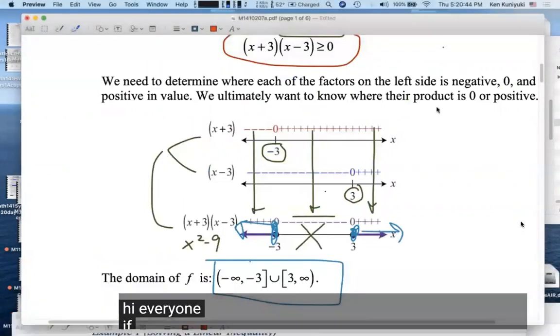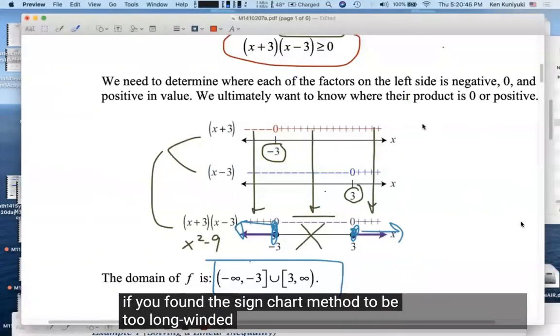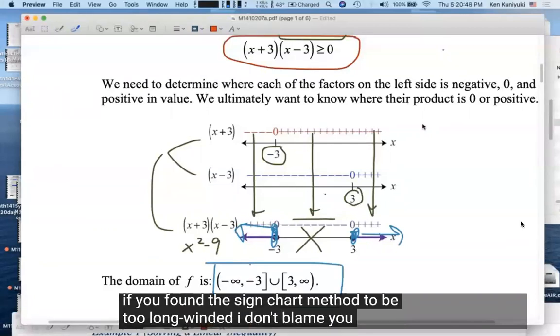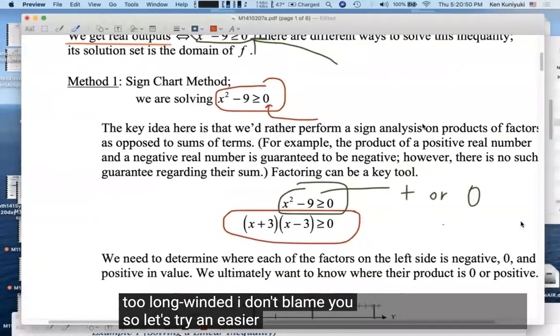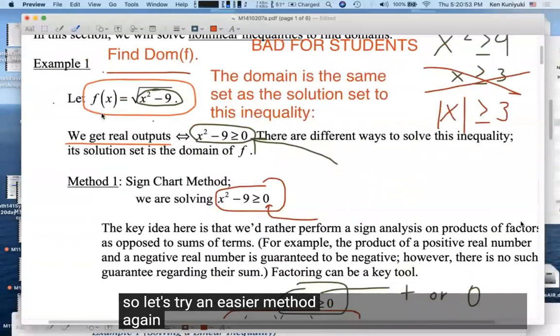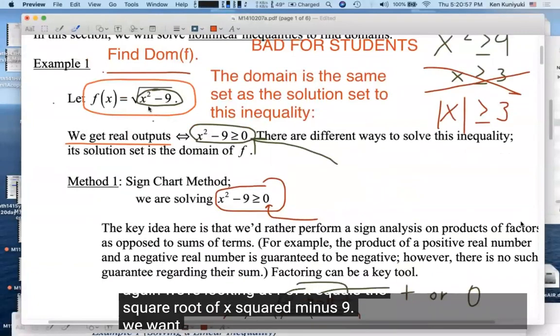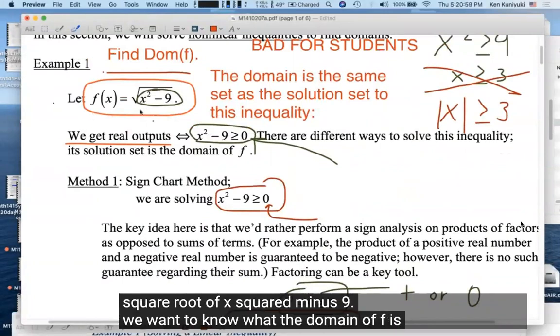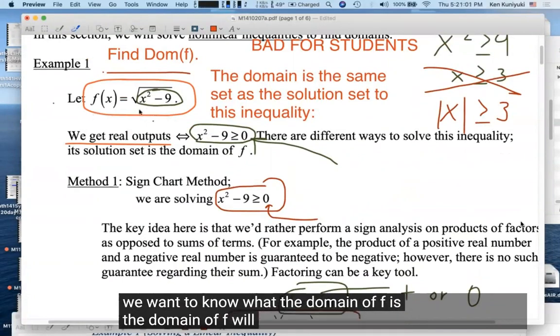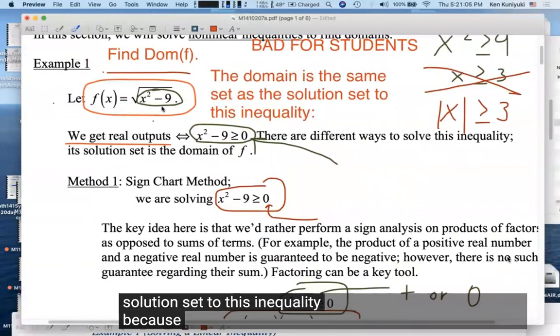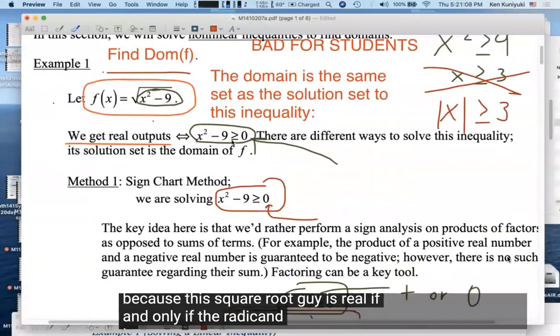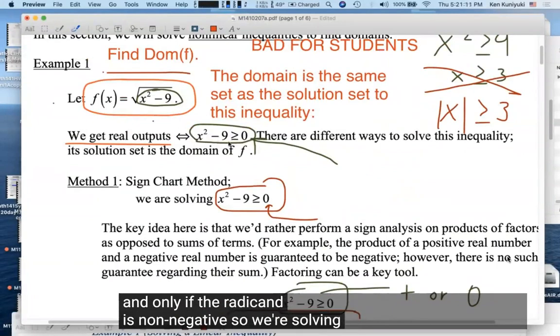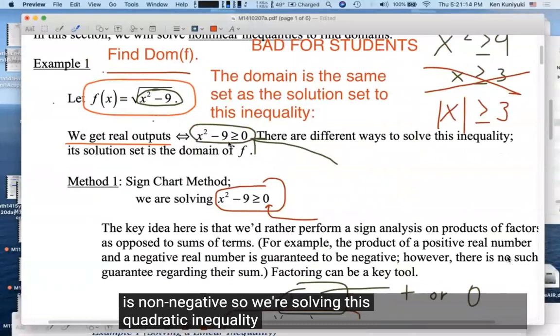Hi, everyone. If you found the sign chart method to be too long-winded, I don't blame you. So let's try an easier method. Again, we're looking at f of x equals the square root of x squared minus 9. We want to know what the domain of f is. The domain of f will be exactly the solution set to this inequality, because this square root is real if and only if the radicand is non-negative. So we're solving this quadratic inequality.